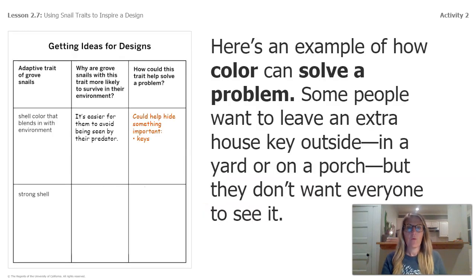So now, here is an example of how color can help solve a problem. Some people want to leave an extra house key outside, in a yard or on a porch, but they don't want everyone to see it. So, if you can design something that blends in with the environment to help hide that key, then maybe it's just like the adaptive trait of our banded-shelled snails. So if the extra key was in a container that blended in, that would solve the problem. No one would be able to see the key, but the person would know it was there. So we can add that in the third column, how could this trait help solve a problem? It could help hide something important like keys.